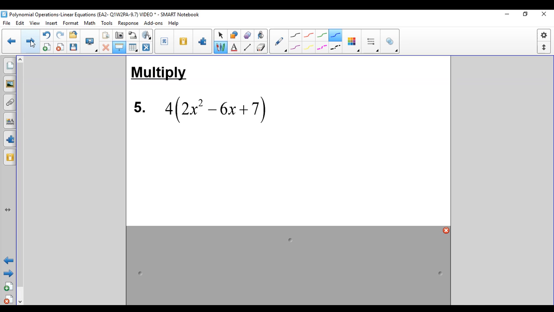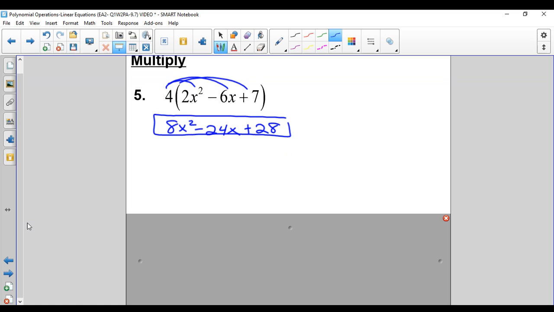Multiplication's next. Distribution to start us out. Nothing crazy still. Distribute the 4. So we have 4 times 2x squared. We have 8x squared. 4 times negative 6, we have negative 24x. 4 times 7, we have 28. And then we're done.